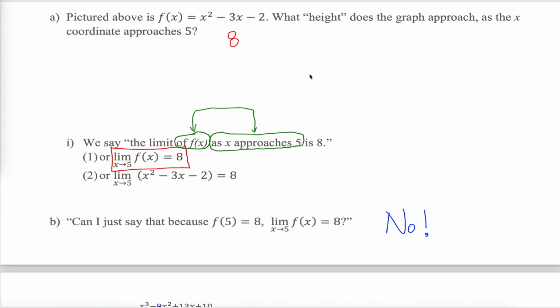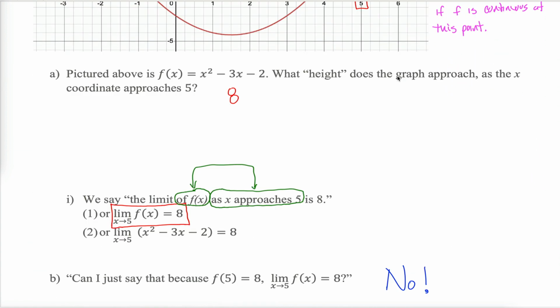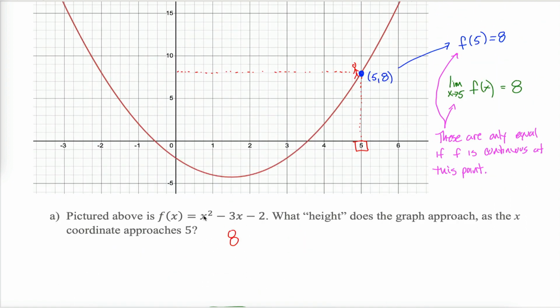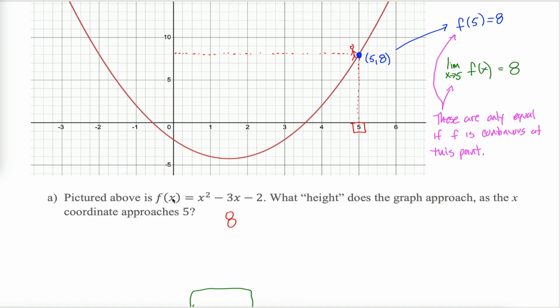And since I defined a limit as the height that the graph approaches when the x coordinate gets really close to that value, a naive way to evaluate a limit would just be to evaluate the function at that point. Consider f of 5, right? 5 squared minus 3 times 5 minus 2, 25 minus 15 minus 2, that's 8. The height of this graph when x equals 5 is equal to 8, so you might think that the limit as x approaches 5 of this function f of x must also be equal to 8.